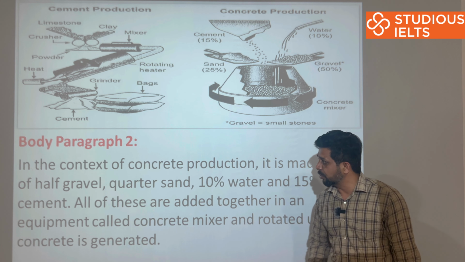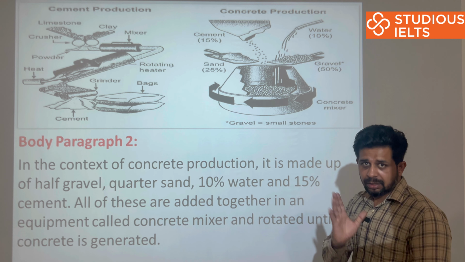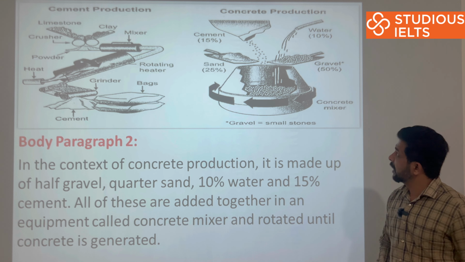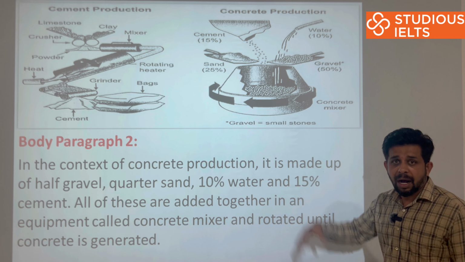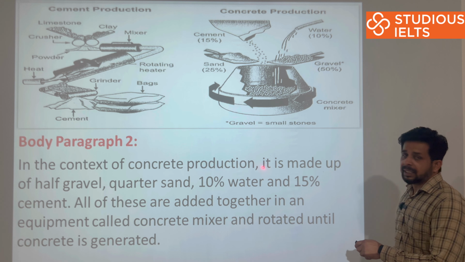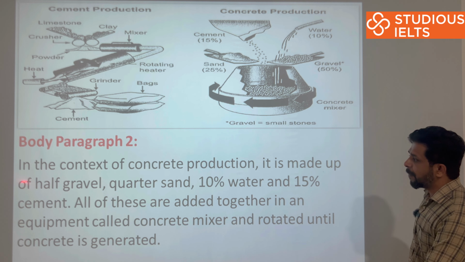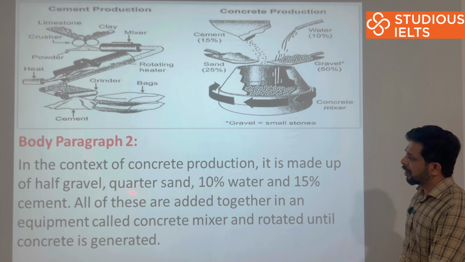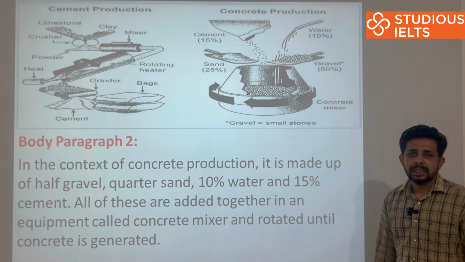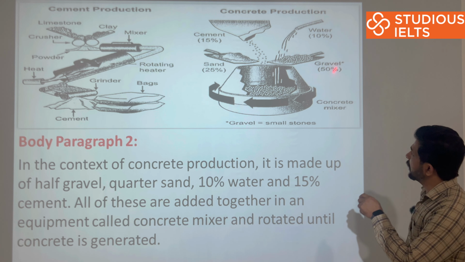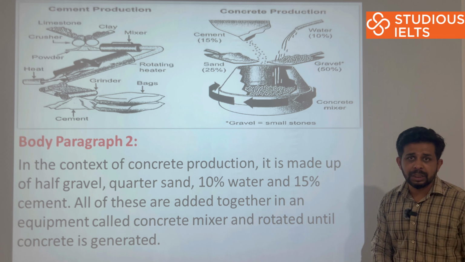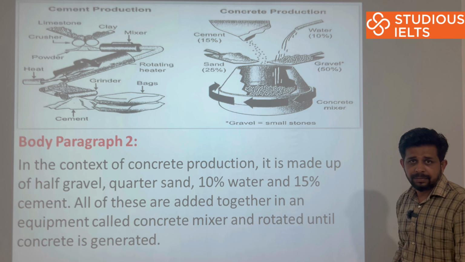Okay, going ahead into body paragraph 2, it is very clear that in body paragraph 2 we are going to talk about the second part of our process, that is concrete production. How concrete is produced. So in the context of concrete production, it is made up of half gravel, quarter sand, 10% water and 15% cement. It has been mentioned in the picture what ratio of which product is used to make concrete.